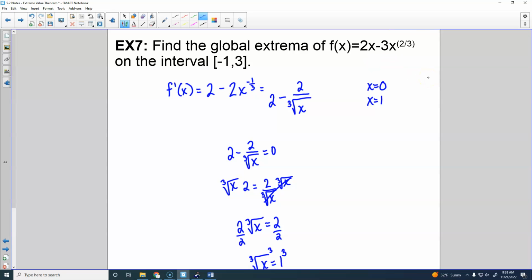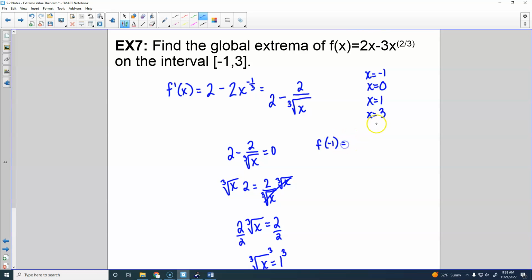All right, so critical points are possible, but you also have x equals -1 and x equals 3. So you've got to test -1, 0, 1, and 3 to see which one's highest, which one's lowest. So, a couple of these I'm going to do them all by hand here. For these, you do need to be able to deal with this by hand.